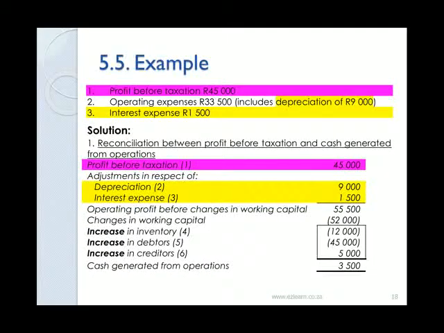We also need to adjust for adding back information number 3, the interest expense of 1,500 Rand. Remember, I've just told you we need to add back our finance costs because they are financing costs, not operating costs.